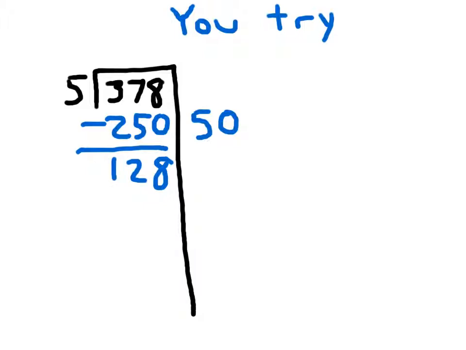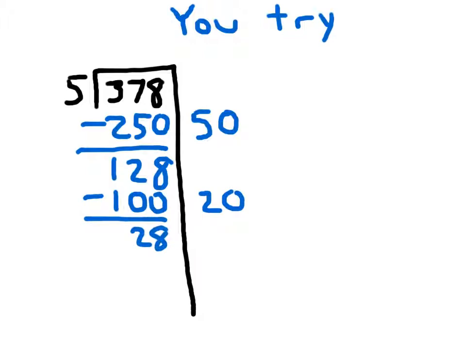128 divided by 5, I might say, oh, okay, well, there's still 100 left. 20 times 5 is 100. 128 minus 100 is 28. 28 divided by 5, I might think, well, I know that 5 is really close. 5 times 5 is 25. And 28 minus 25 is 3.